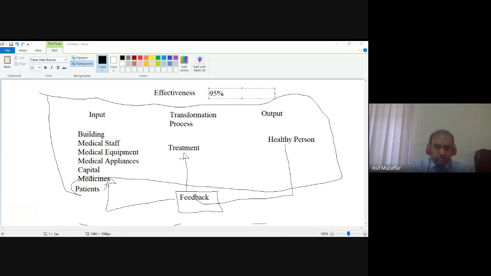Motorola, let me put it in the chat box. Motorola was a company that claimed that they are on Six Sigma. Let me put it in the chat box. Six Sigma. What is Six Sigma? Six Sigma is a quality parameter. This is just for your understanding. I'm just telling you. Six Sigma is a quality parameter.